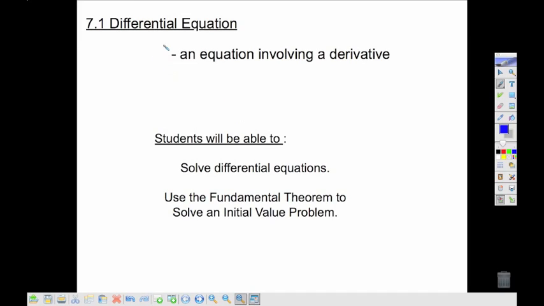In this chapter, we'll be looking at differential equations, which are equations involving a derivative. Now, to solve a differential equation, this is going to mean that we want it to be y equals whatever it is that we're looking for. We're also going to use the fundamental theorem to solve an initial value problem. This is very similar to something that we did last chapter.